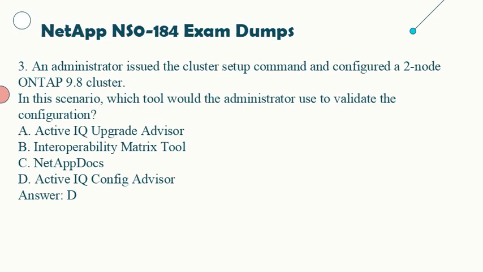3. An administrator issued the cluster setup command and configured a 2-node ONTAP 9.8 cluster. In this scenario, which tool would the administrator use to validate the configuration? A. Active IQ Upgrade Advisor. B. Interoperability Matrix Tool. C. NetApp Docs. D. Active IQ Config Advisor. Answer: D.